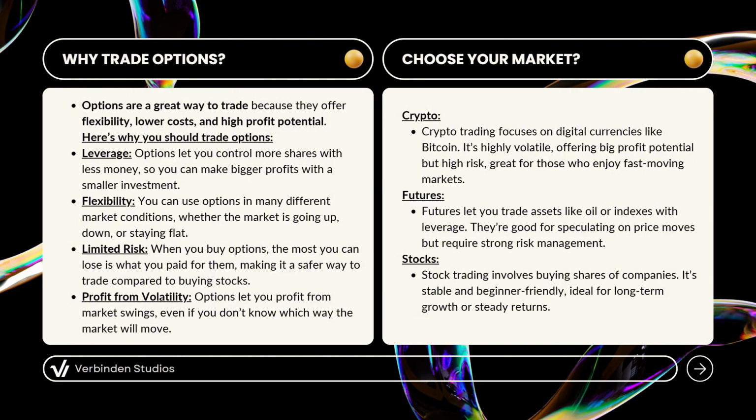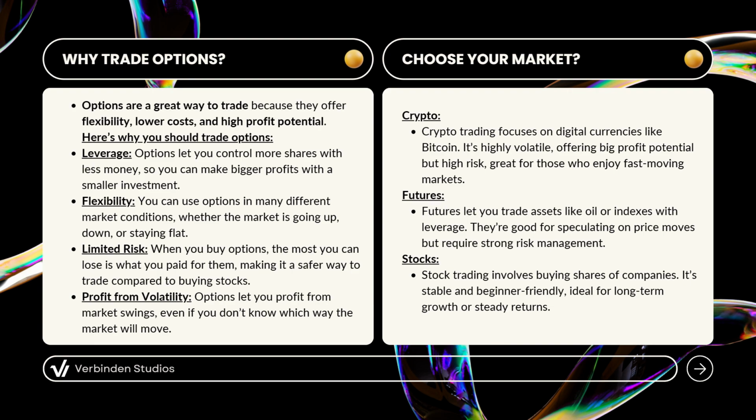Another important reason people like to trade options is because of the limited risk behind it. When you buy options, the most you can lose is what you paid for them, making it a safer way to trade compared to buying stocks. Another key concept is the profit from volatility. Options let you profit from market swings even if you don't know which way the market will move. So, the ability to use a small amount of capital to control a large position and profit from small market moves is one of the biggest reasons that traders use options.